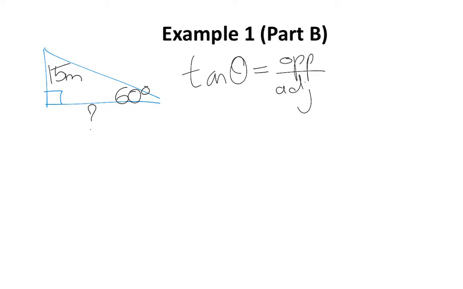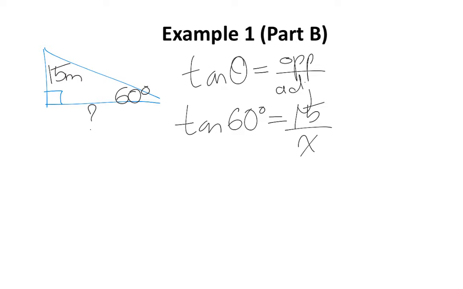At this point, I'm just going to substitute in my known values. I know that the angle is 60 degrees. I know that the opposite side is 15 meters. And the adjacent side, I'm going to use a variable as x. You can use any variable that you like. You want to isolate x. However, x is in the denominator.